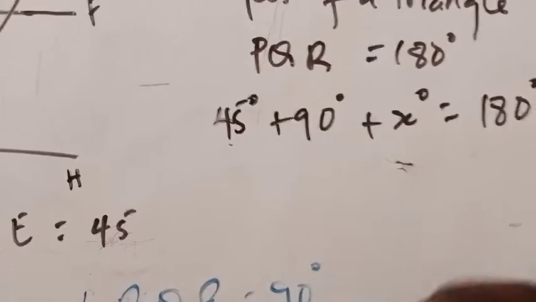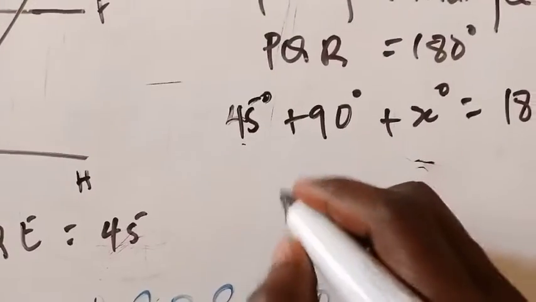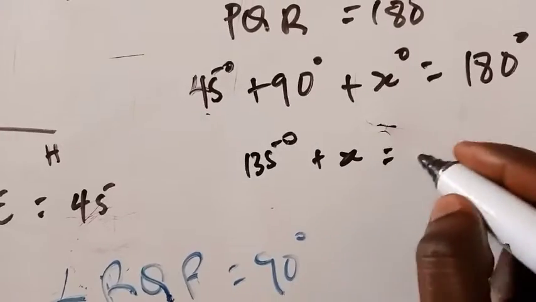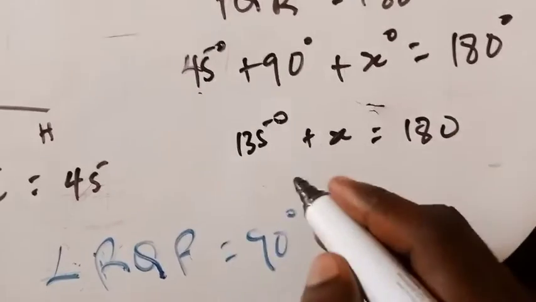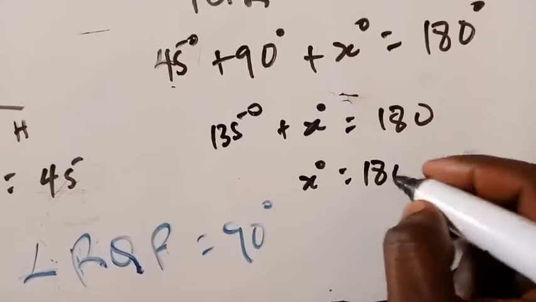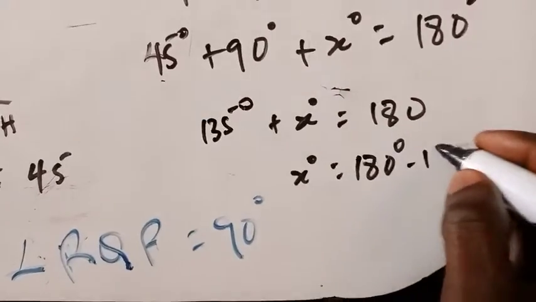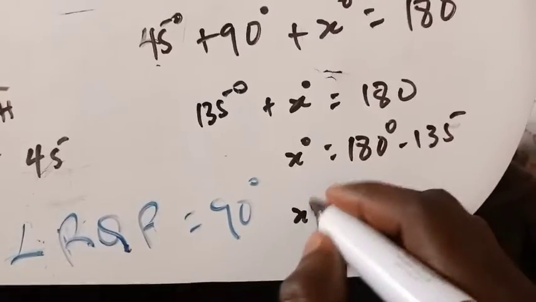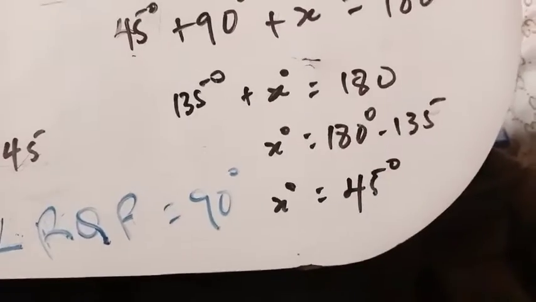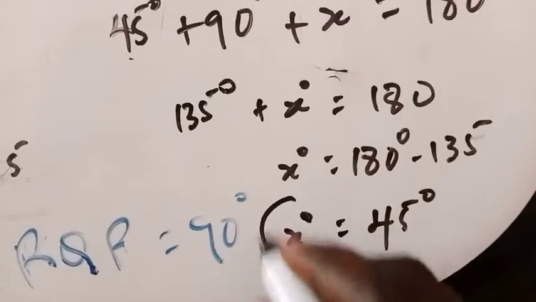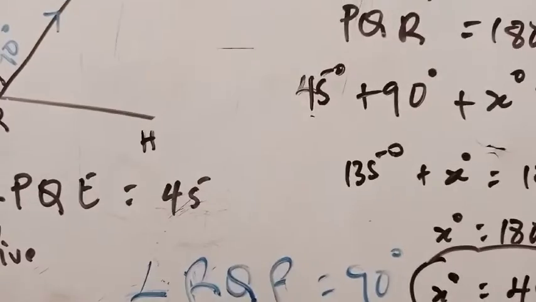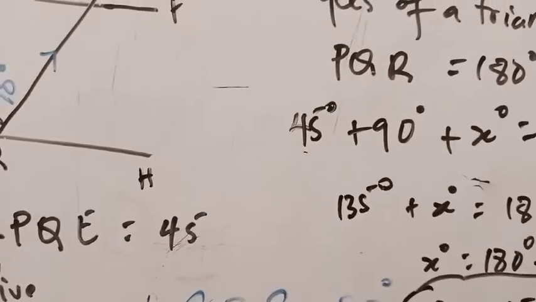Okay, congratulations for just trying. Here, if you sum these two, you are going to have 135 plus x. Everything is equal to 180. So we subtract 135 from both sides of the equation. So x is equal to 180 minus 135, right? So x is equal to 45 degrees. The value of x is just a straight 45. This is how simply you apply the method. You just need to know what to use and how to use it. So let's have the next question.